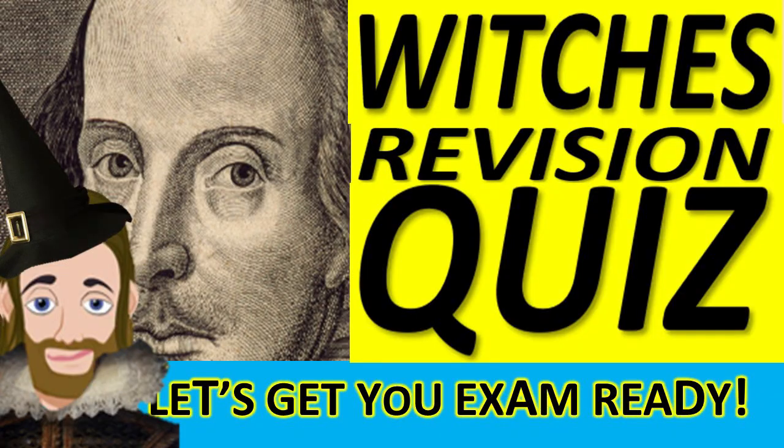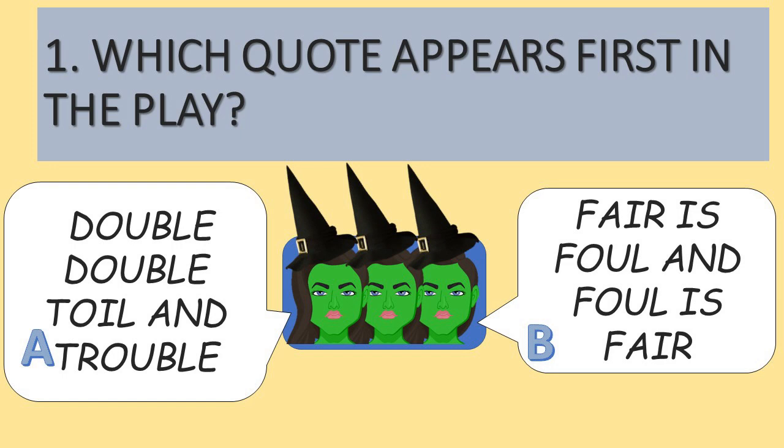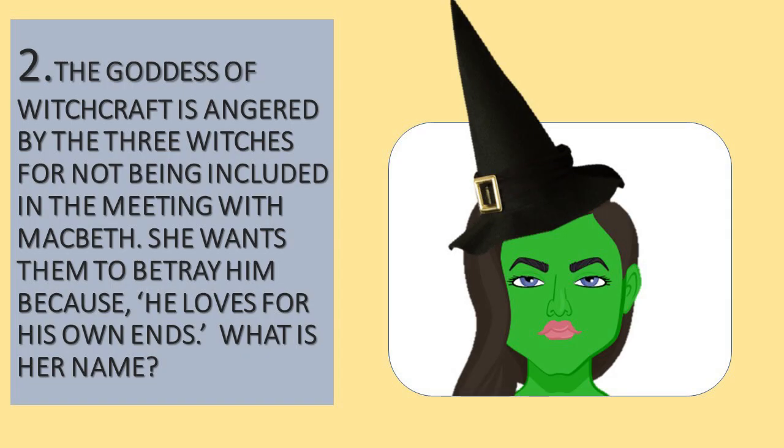Okay, my Witches revision quiz. Question number 1, which quote appears first in the play? Is it A, double, double, toil and trouble? Or is it B, fair is foul and foul is fair? Which appears first?